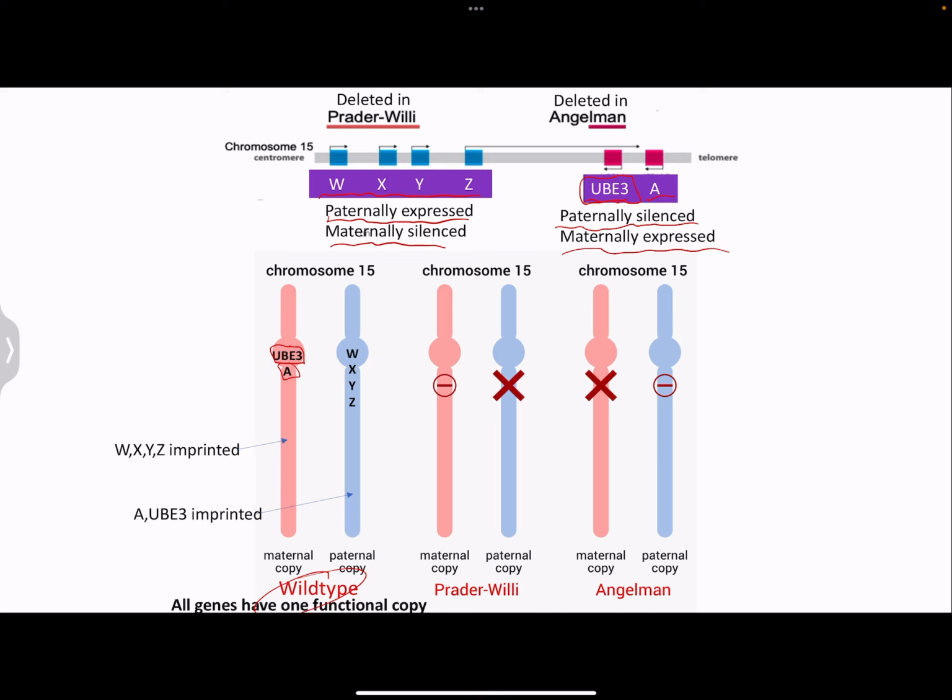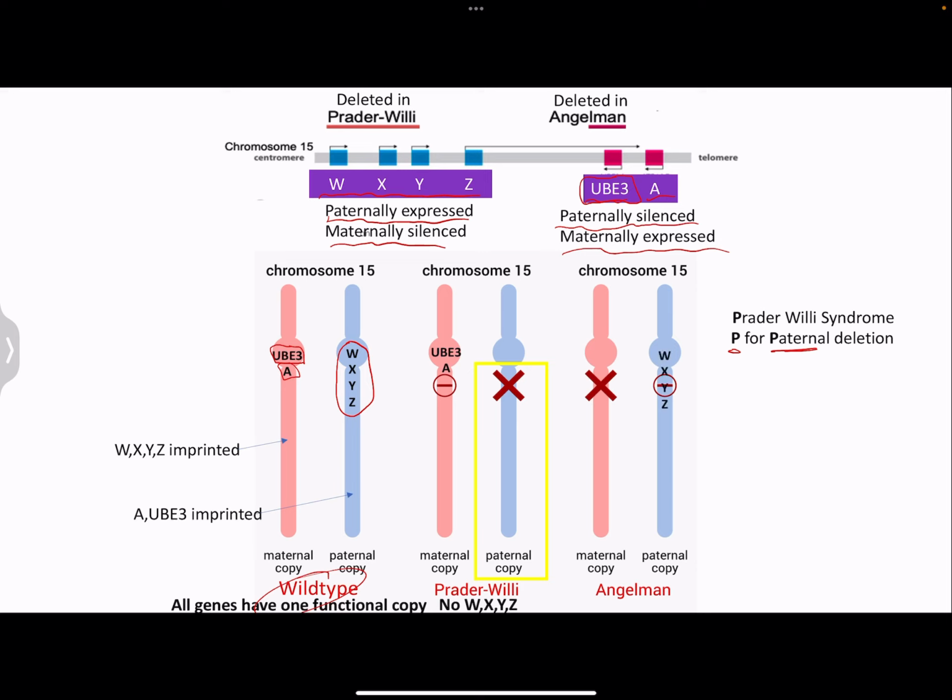If we look at the Prader-Willi syndrome over here, the mom chromosome is fine. UBE3A is there and that's normal. But on the paternal chromosome, there's been a deletion. And if there's been a deletion, then we do not get the W, X, Y, and Z. Because remember, it's typically dad's job to bring W, X, Y, Z to the table, but we've had a deletion there. So this deletion is responsible for Prader-Willi. And I always thought of P for paternal, paternal.